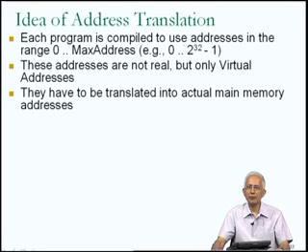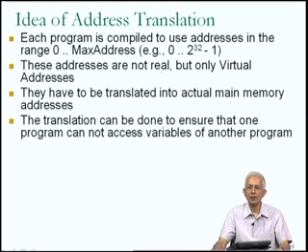And if the addresses that the program was written or compiled to use are not real but only pseudo or virtual addresses, then these addresses will have to be translated into real or actual main memory addresses before they are sent to the main memory or the cache. Now, if the translation can be done to ensure that one program cannot access the variables of another program, then this translation itself provides the protection that we were talking about earlier. So as long as the translation ensures that, then we are safe.